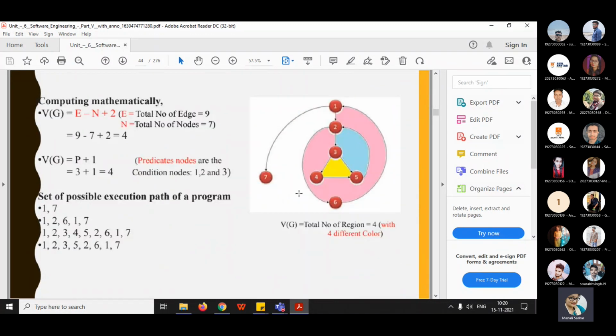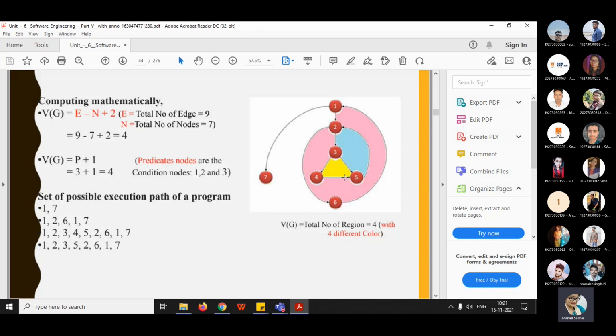So if you find out the cyclomatic complexity of this, or the number of regions in this graph, then V(G) equals E minus N plus 2. The total number of edges we have calculated is 9. N is the number of nodes, and we have seen that there are 7 nodes. So we put 7 here, plus 2. If you calculate it, you will get 4. This is formula number 1.